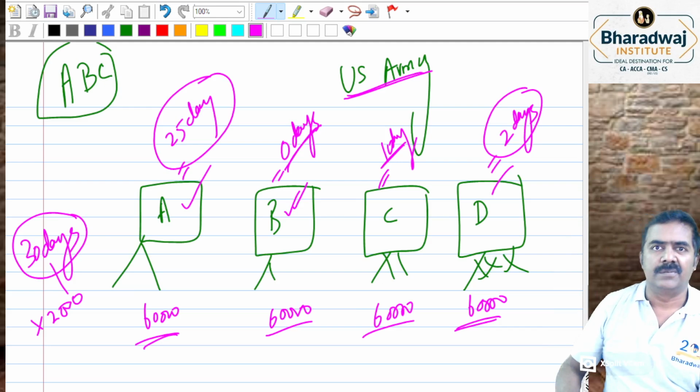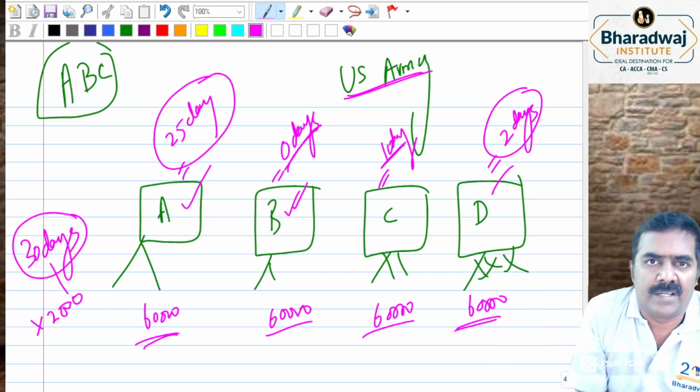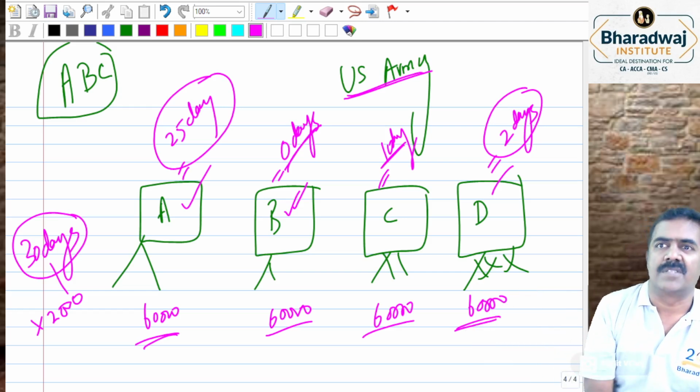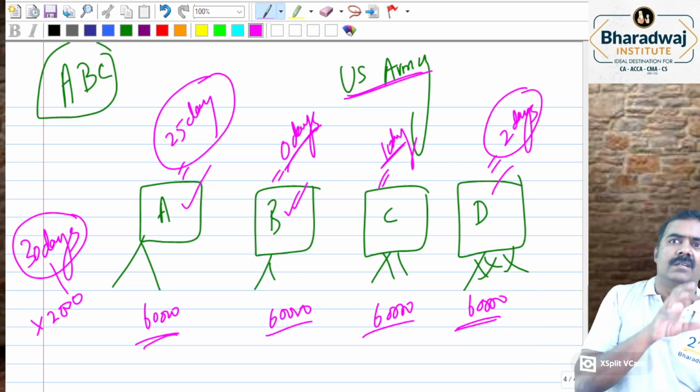Activity based costing: what activities I do? What is the cost of each activity? Then depending upon that, I charge my customer. That is called activity based costing. Which is better?